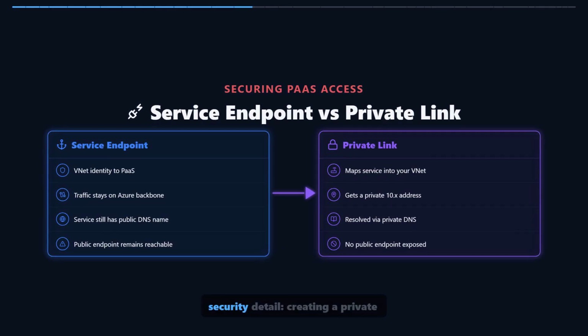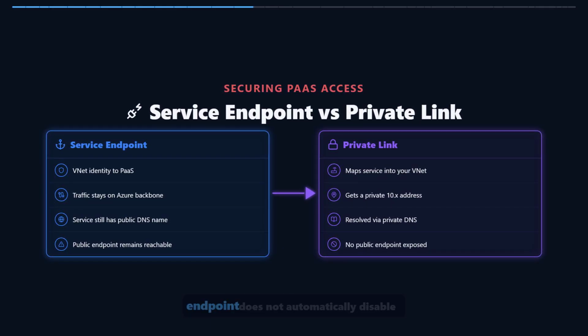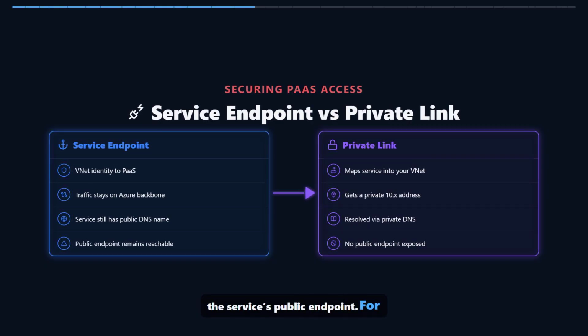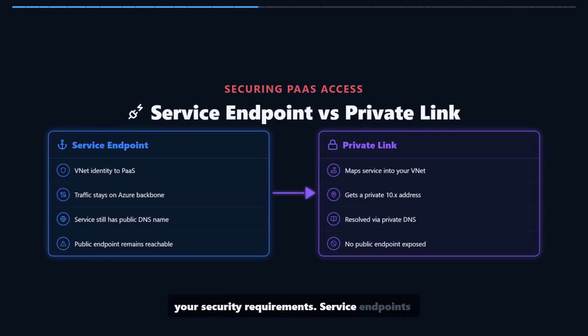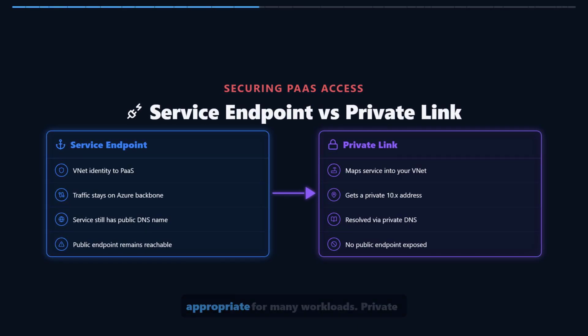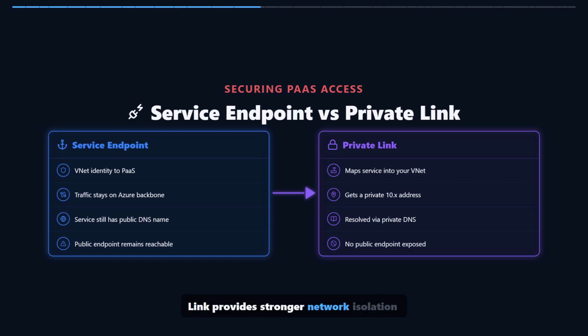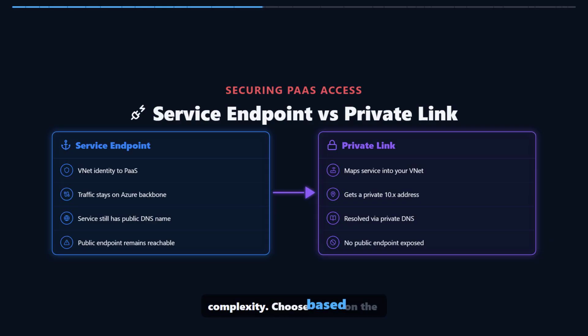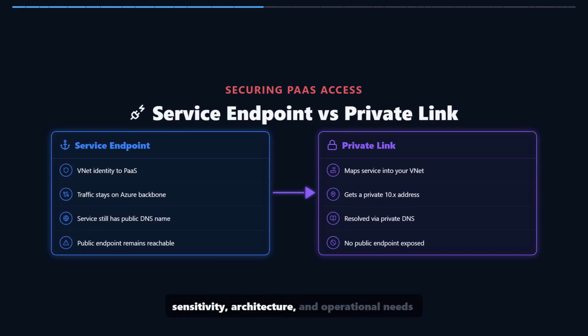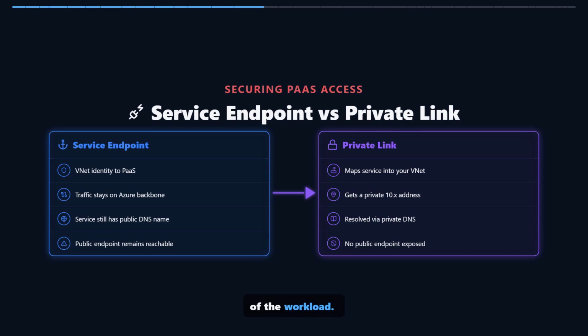Here is the important security detail. Creating a private endpoint does not automatically disable the service's public endpoint. For full private isolation, you must also disable public network access or restrict it according to your security requirements. Service endpoints are simpler and can be appropriate for many workloads. Private link provides stronger network isolation but adds cost and DNS complexity. Choose based on the sensitivity, architecture, and operational needs of the workload.